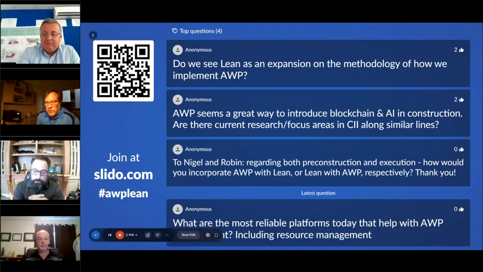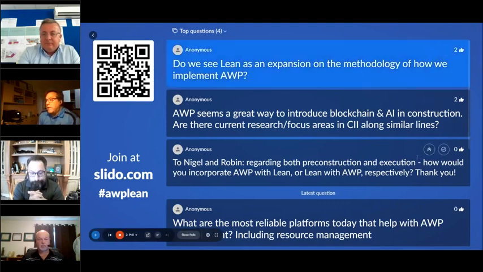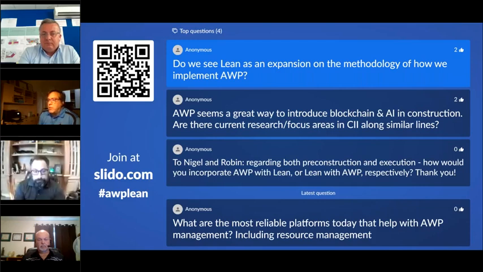I'll add to this one. I agree that there's a lot of commonality, but there are techniques, and this is Lean, how to implement AWP. There are a lot of techniques used in the Lean world that are not really leveraged as much as they should be in the AWP world. Concepts like target value design, these different types of big rooms, and being in an interactive planning session. The methodologies, the culture that's established, the discussions that go back and forth, the reevaluations of things, do offer a lot of opportunity on the AWP side.